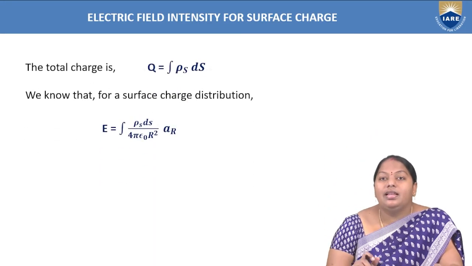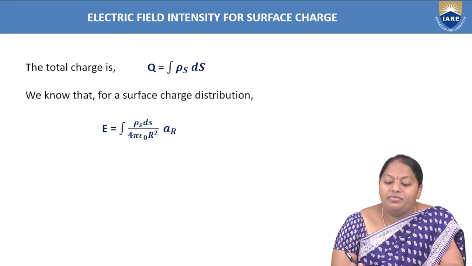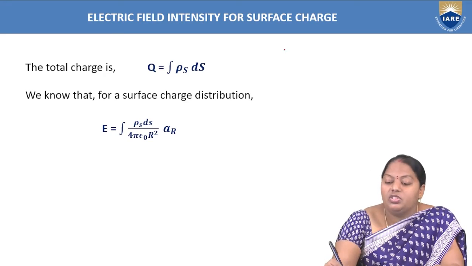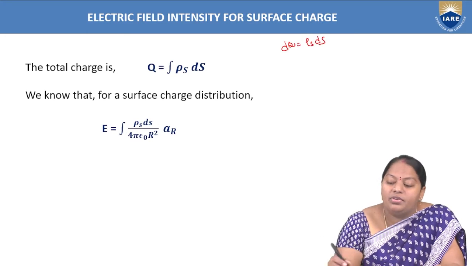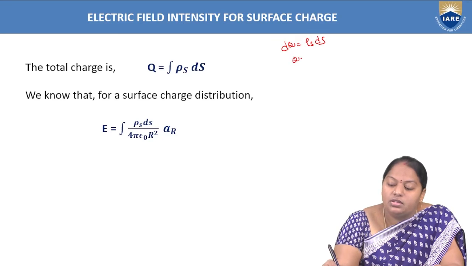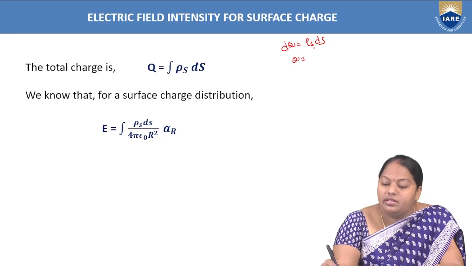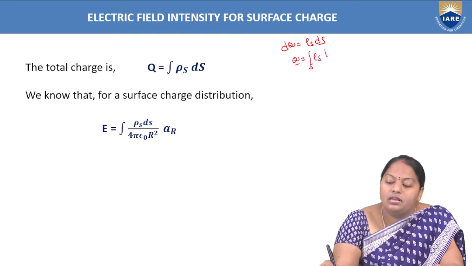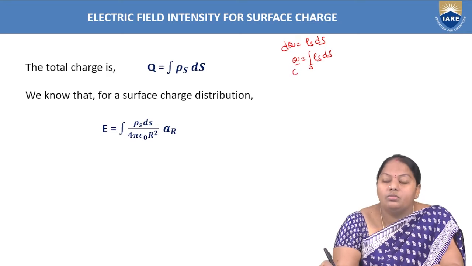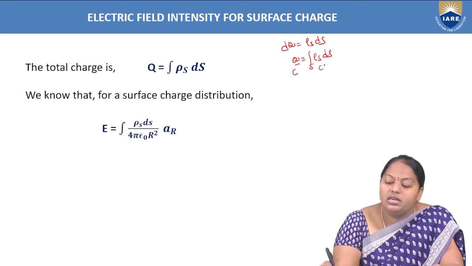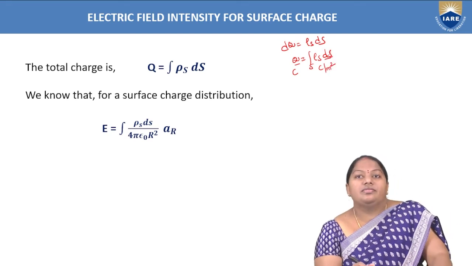To calculate that electric field intensity E due to surface charge, first we have considered the differential component of charge, that is dq equal to rho s into ds. Then from that we find the total charge as q, then consider integration on both sides, then the differentiation gets cancelled, then it becomes q equal to integral s rho s into ds, right? Where charge is given by q and it is measured in coulombs, and rho s is the surface charge density and it is measured in coulomb per meter square. Then ds is the differential component of the surface, right?